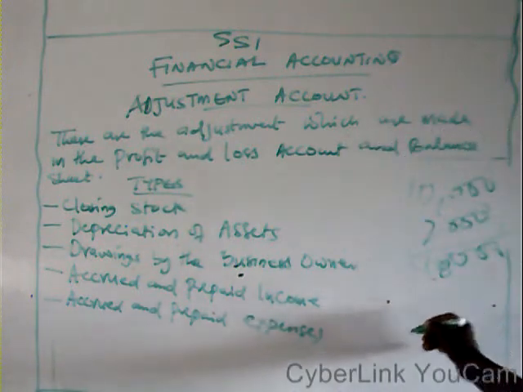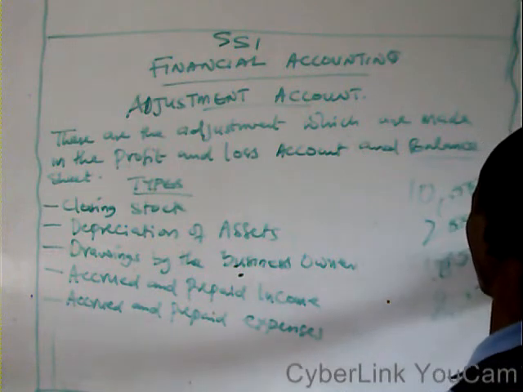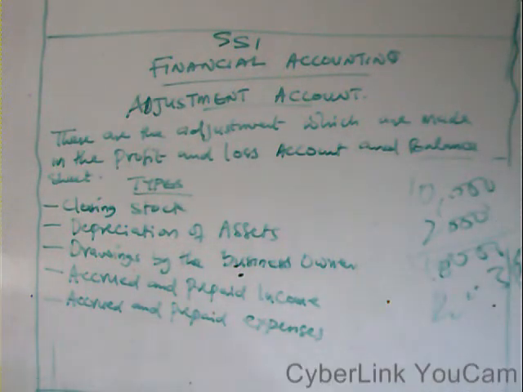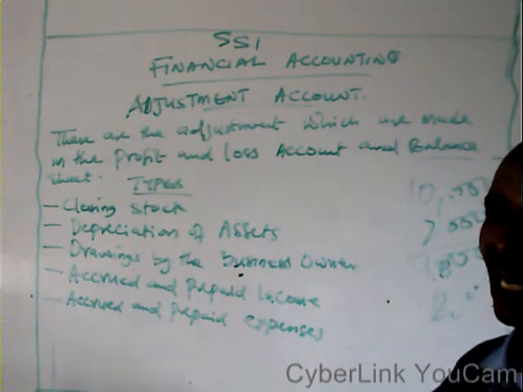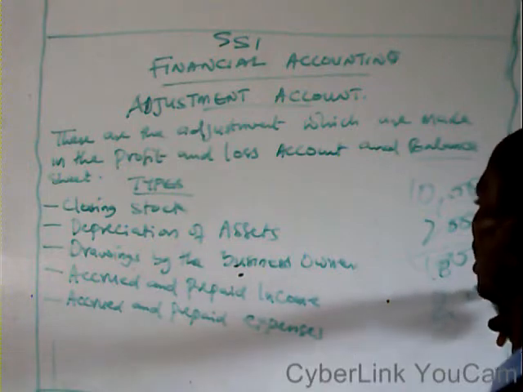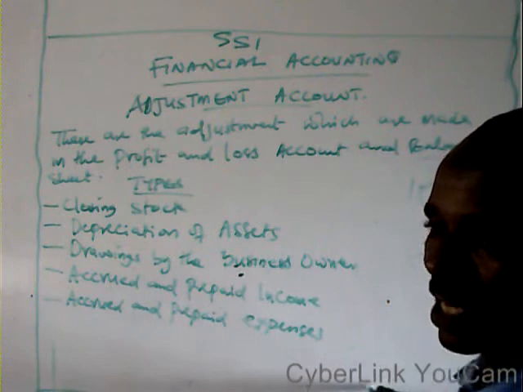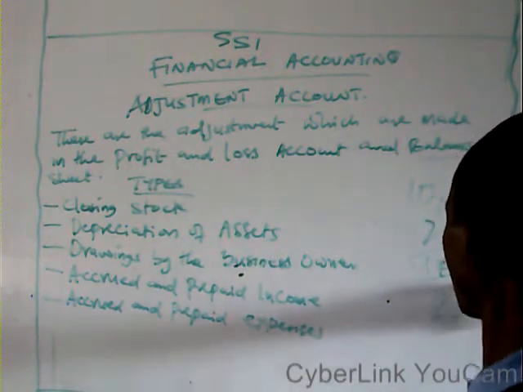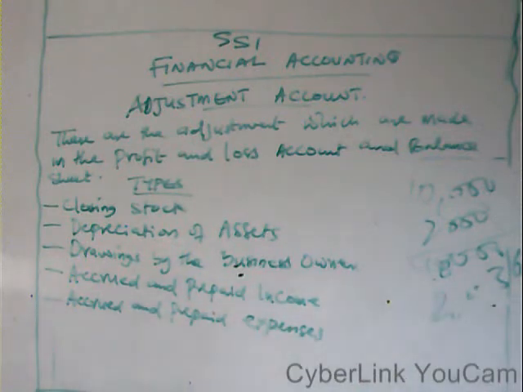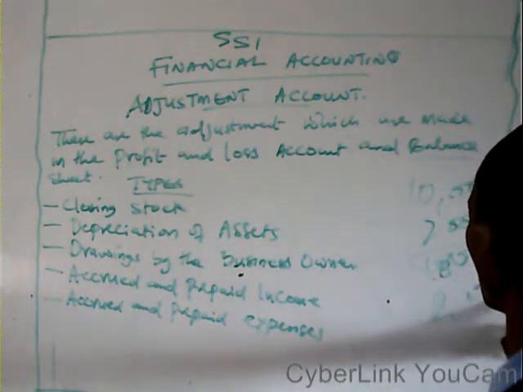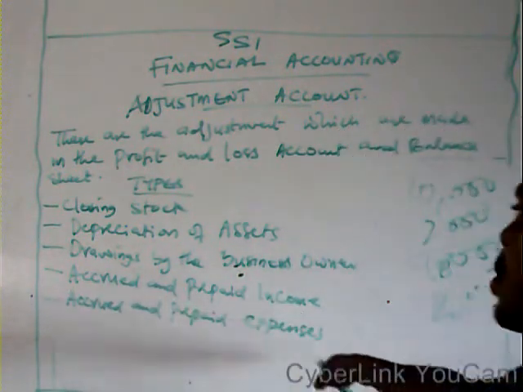To get the true value of the expenses, let's assume you rent a shop and you agree to pay 3,600 naira per annum and you pay only 3,000 naira, which still leaves 600. The 600 may appear under the additional information as rent accrued, 600 naira. Therefore, this 600 naira we need to add back to the original figure of rent given to you under the trial balance to have the real value of the rent. But here we have an accrued income.